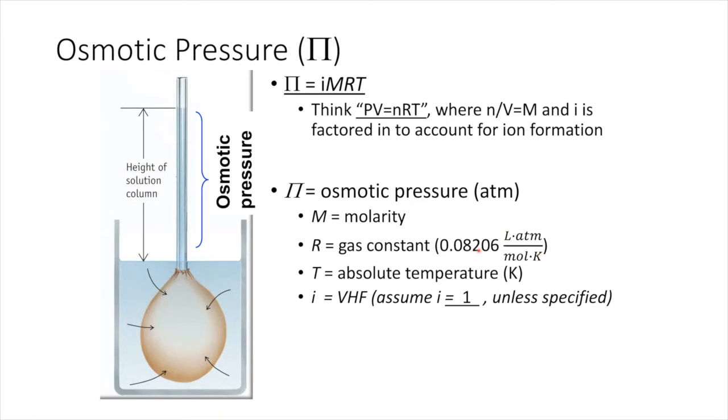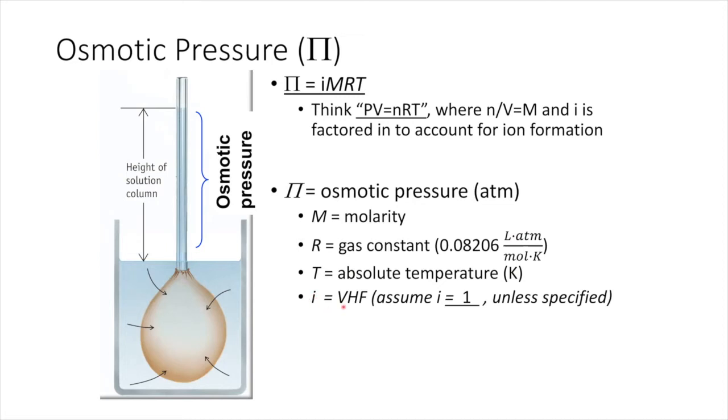So it's 0.08206, which, remember, is on your equation sheet. And temperatures again have to be in Kelvin, so make the conversion. If you're given a temperature in Celsius, you have to convert it to Kelvin. All right, and I said I would explain what this i is.